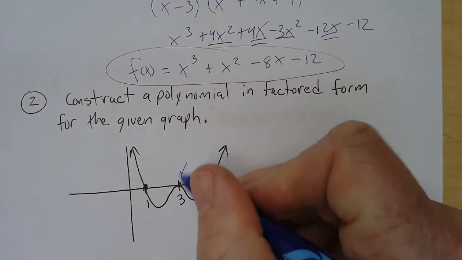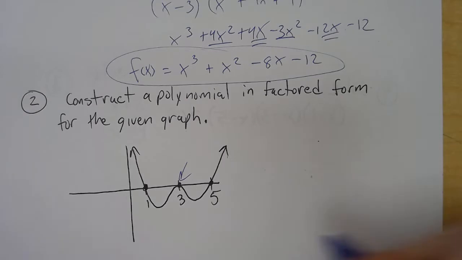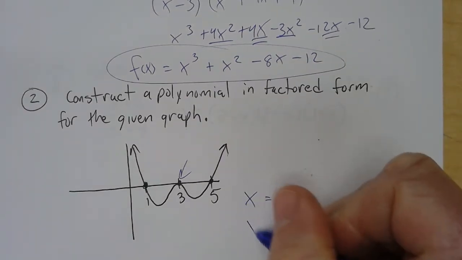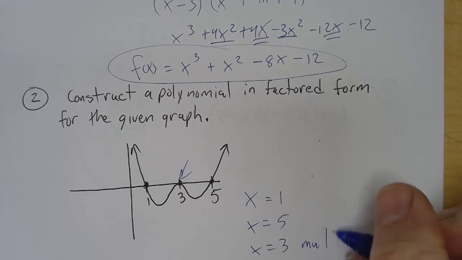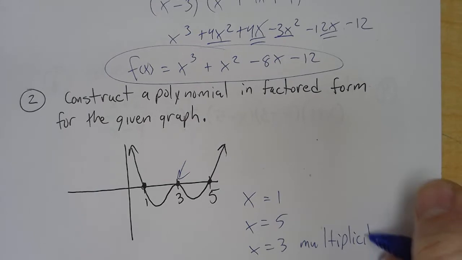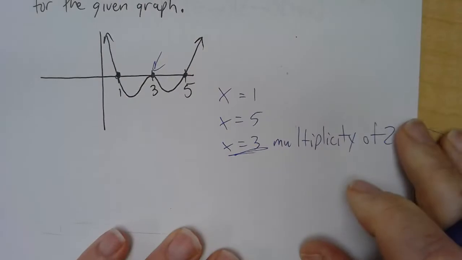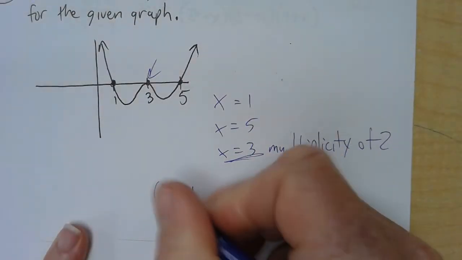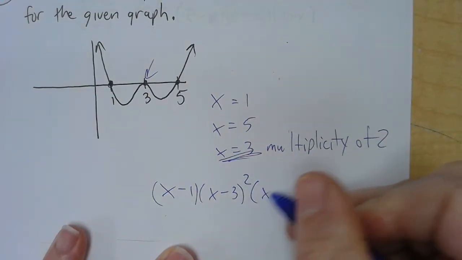When there's a bounce like this, it has to have an even number of times, a multiplicity of 2. It could be a multiplicity of 4 or 6 or 8, but we'll just do 2. So the roots are x equals 1, x equals 5, and x equals 3 with a multiplicity of 2. So that one is a repeated solution. So x minus 1, x minus 3 squared, because it happens twice, and then x minus 5.